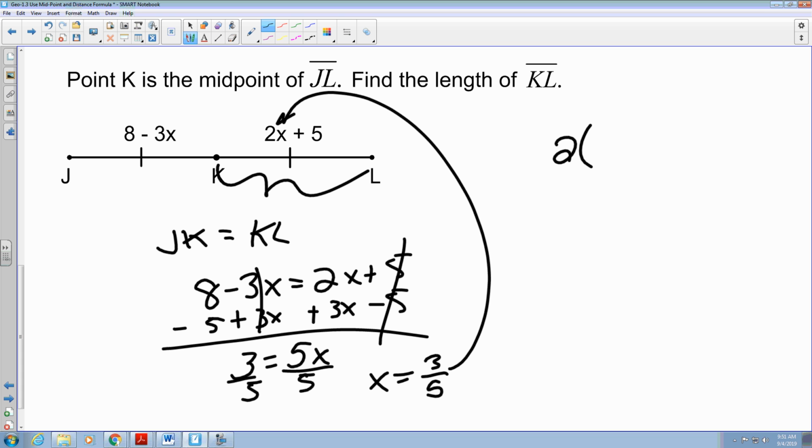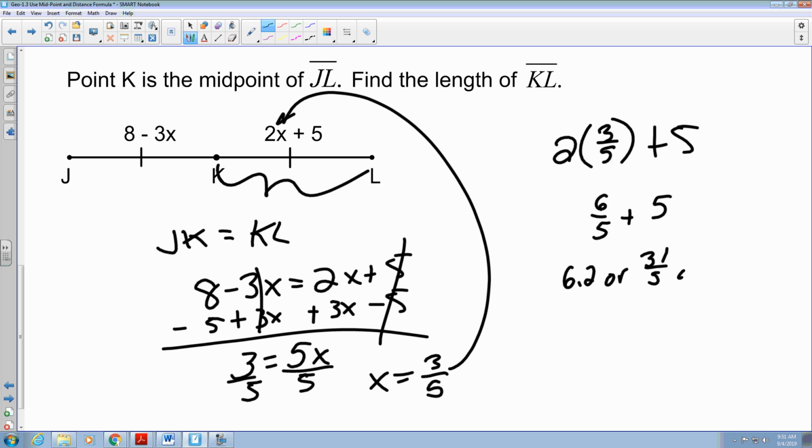So now I got 2 times 3 over 5 plus 5. So now I have 6 over 5 plus 5, and 6 over 5 plus 5 would be, if you wrote it as a decimal, 6.2, or you could write it as an improper fraction. You could write it as 31 over 5, or you could write it as a mixed number, which would then be 6 and 1/5.